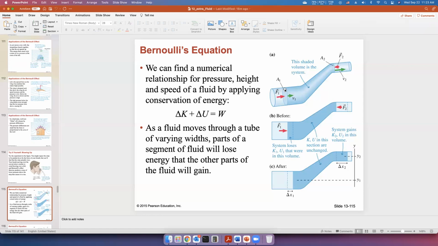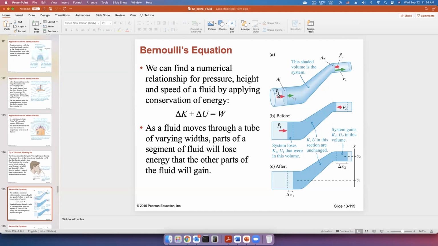Now, if some fluid is flowing through the tube, we can find a numerical relationship for the pressure, height, and speed of this fluid by applying conservation of energy, which is the kinetic energy change plus the potential energy change equals the work. So this comes from conservation of energy.